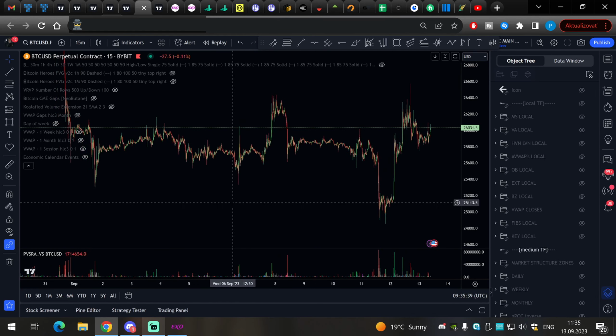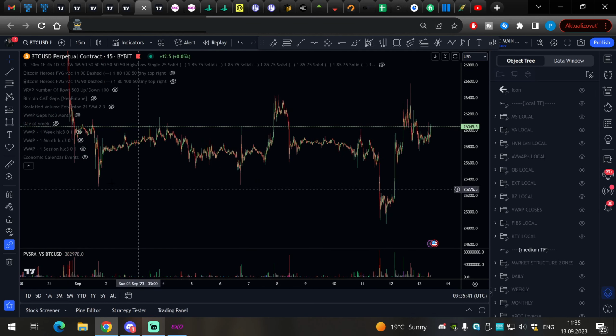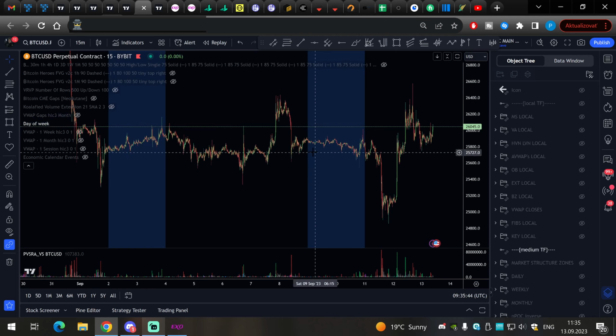Okay, so I'll be starting. Also, I'll be going over my Discord posts. So let's start with the weekend price action.